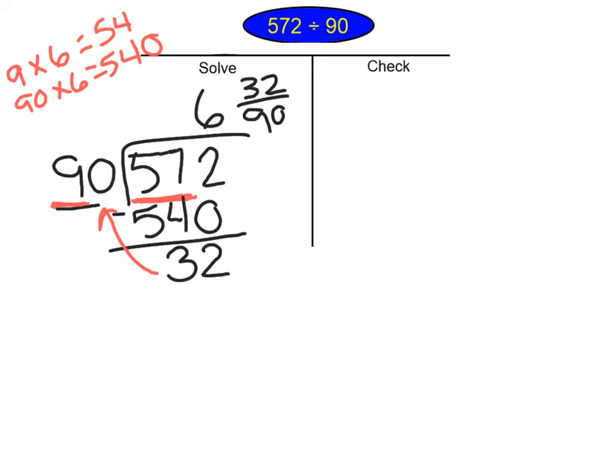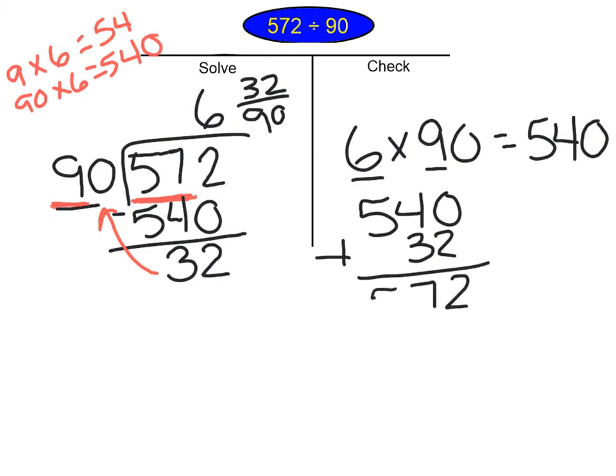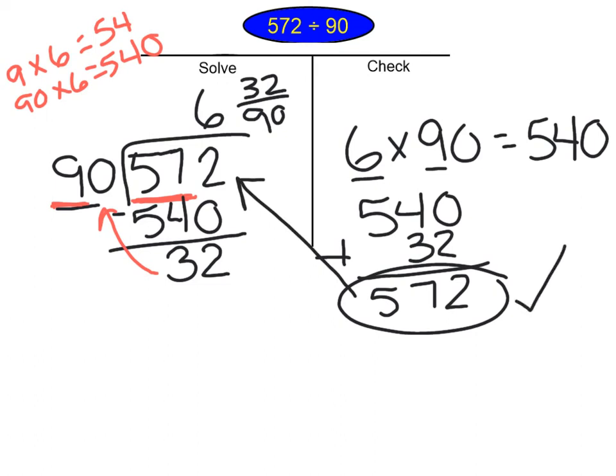You should have done 6 times 90, and 6 times 9 is 54, times 10 is 540. You should have added 540 plus the remainder of 32, and you would have gotten 572, which is equivalent to my dividend, which means my answer is correct. So 572 divided by 90 is 6 and 32 over 90.